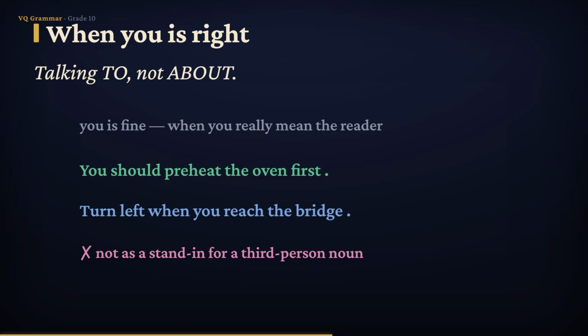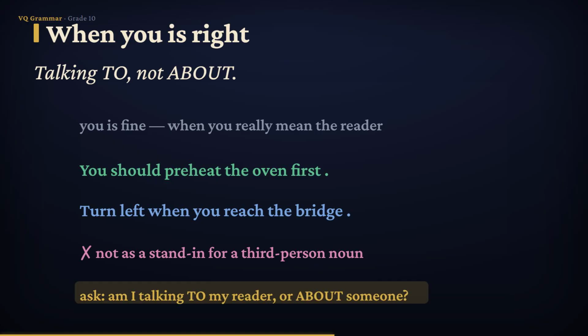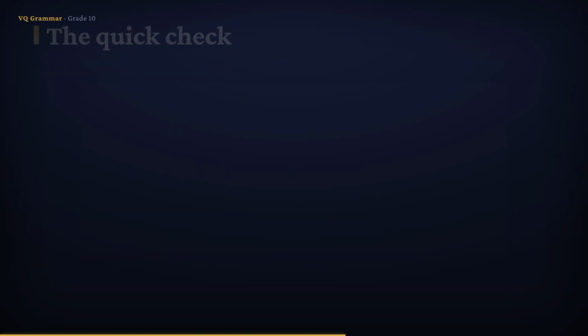So carry one question with you. Am I actually talking to my reader here? If yes, use you with confidence. If I'm talking about someone else, stay in the third person. Let's boil all of that into a quick check you can run on any pronoun you write.